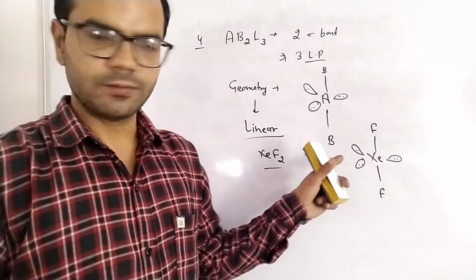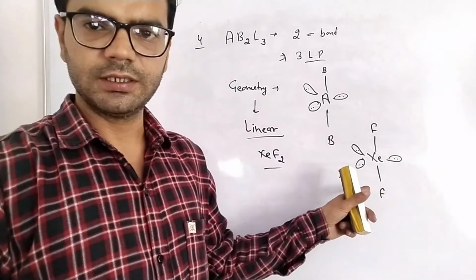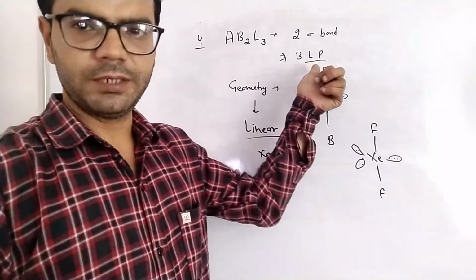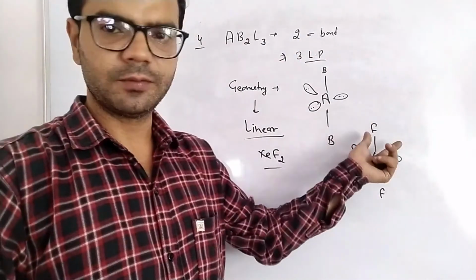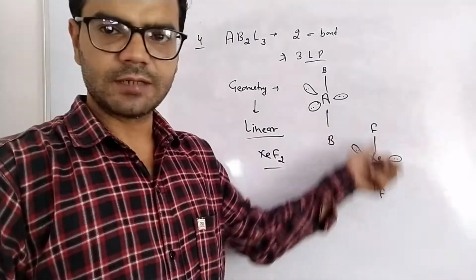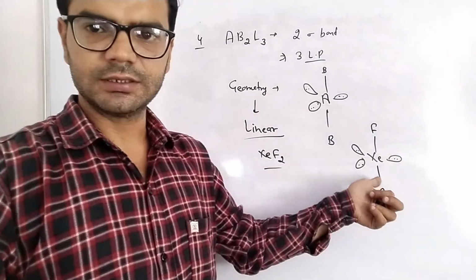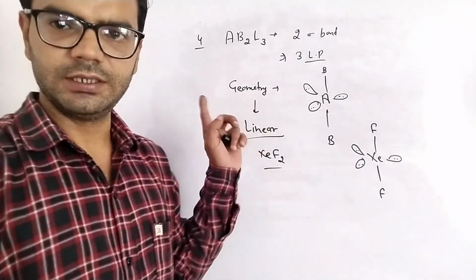Now one theoretical question may be asked: why is XeF2 linear? The answer: in XeF2, 3 lone pairs and 2 sigma bonds are present. To minimize the repulsion of lone pair and bond pair, lone pairs are placed at the equatorial triangle and 2 fluorines are placed at the axial line of the bipyramid. That's why geometry is linear. These are the possible cases for sp3d.